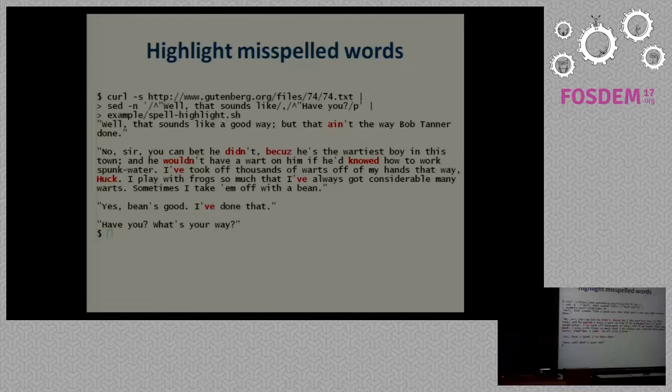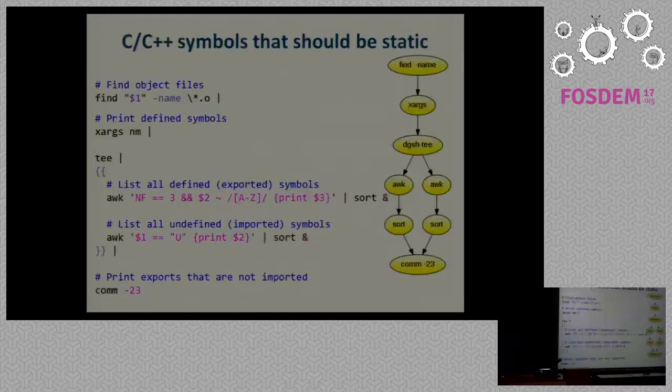Another interesting example is you want to find C and C++ symbols that should be static. You can do that very easily if you run nm on compiled files, and you find the symbols that are exported from various compiled files but are not imported into any other file. Those symbols obviously should be static because no one uses them outside that file. So again, a multi-pipe block on the output of nm to find those that are exported and those that are undefined, and those that are not imported are the ones that we want. So if I run that on bash, I see a list of files.